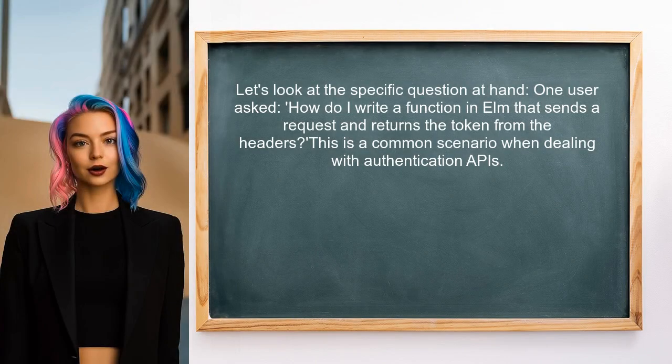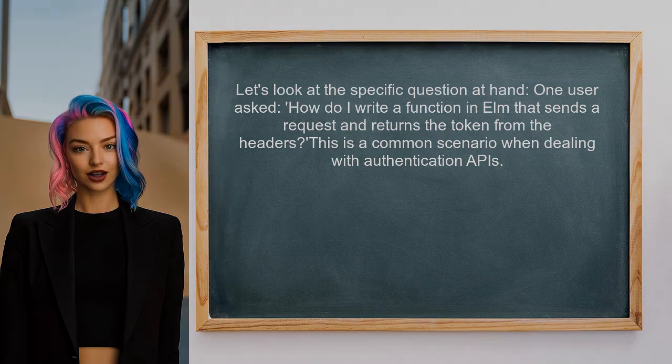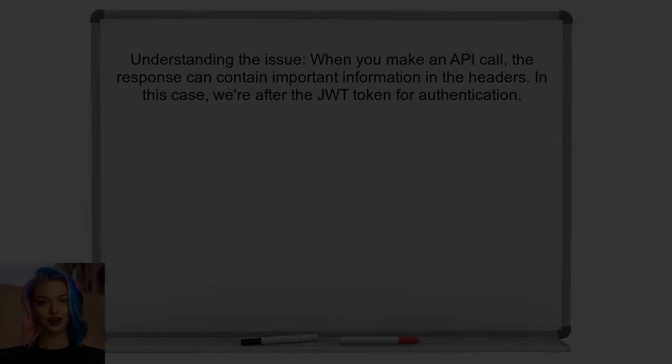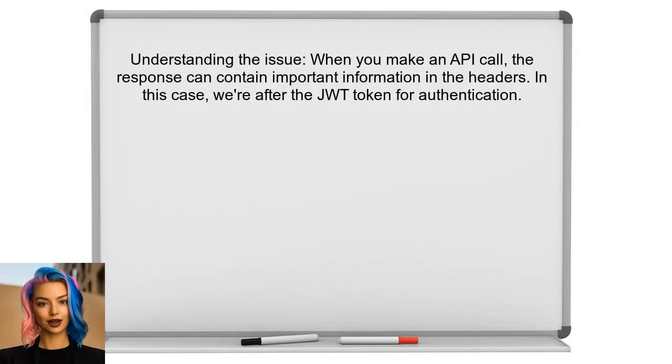Let's look at the specific question at hand. One user asked, how do I write a function in Elm that sends a request and returns the token from the headers? This is a common scenario when dealing with authentication APIs. To understand the issue, we need to recognize that when you make an API call, the response can contain important information in the headers. In this case, the JWT token is what we're after, and it's crucial for authentication.